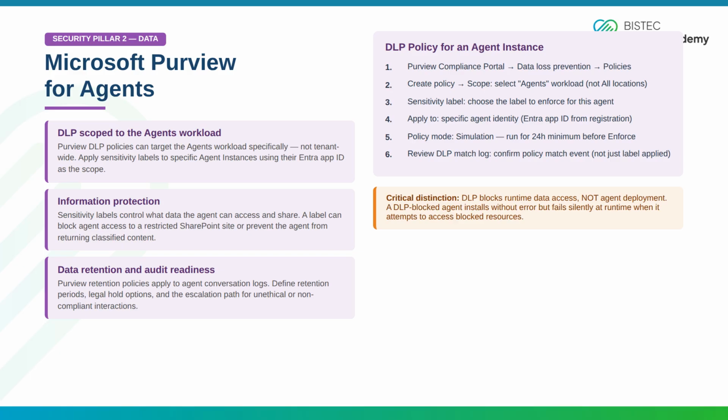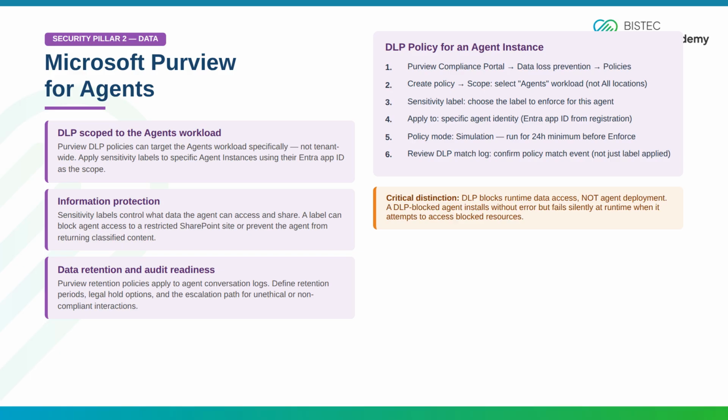The DLP policy setup flow has 6 steps. Navigate to Purview Compliance Portal, then Data Loss Prevention, then Policies. Create a new policy and set the scope to the agent's workload, not all locations. Choose the sensitivity label to enforce. Apply the policy to the specific agent identity using its Entra app ID.